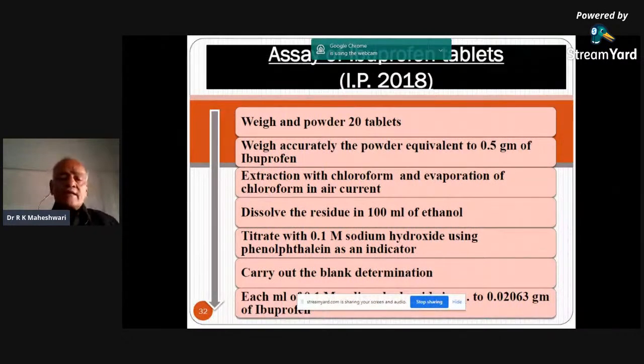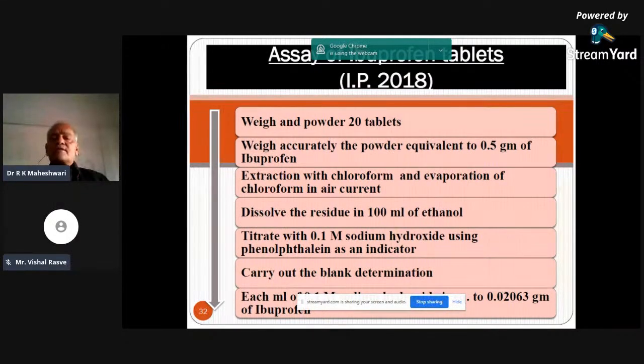Dissolve the residue after removal of chloroform in 100 ml of ethanol. This is another solvent, the second solvent. Of course, it is class 3, but then also it is not 100% safe. Relatively safer than chloroform, but not 100% safe. Titration is done with NaOH solution. So here there is involvement of 2 organic solvents, chloroform and ethanol.